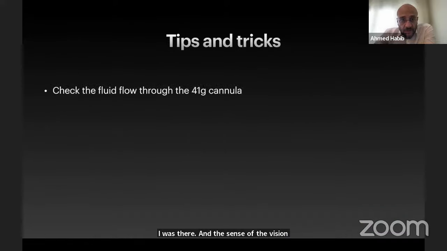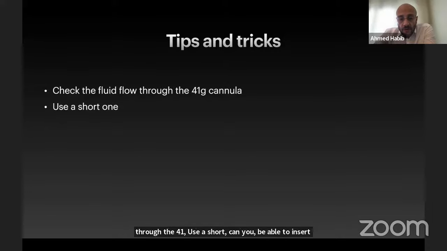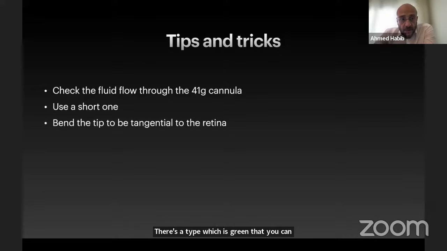So my tips and tricks: check the fluid flow through the 41 gauge cannula. Use a short cannula to be able to insert it better and easier through the valve cannula. There's a type which is green that you can see better. I usually bend the tip to be tangential to the retina for ease of injection.